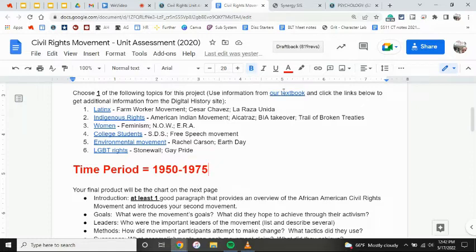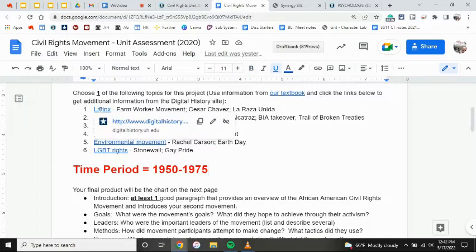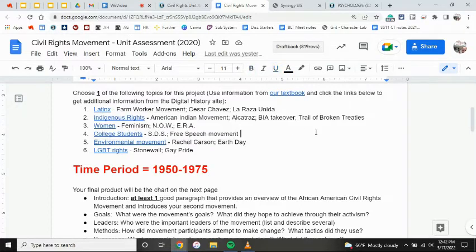If you use our textbook, there's a link right here, or you use the links. These are to Digital History, another textbook. That's going to give you the information that you need. If you just go into Google and type in women's rights movement, you're going to get all kinds of stuff that may or may not fit. So start with our textbook, start with the links that I give you here, okay?